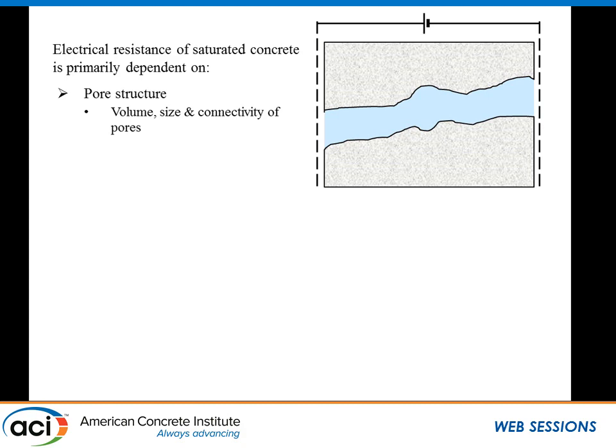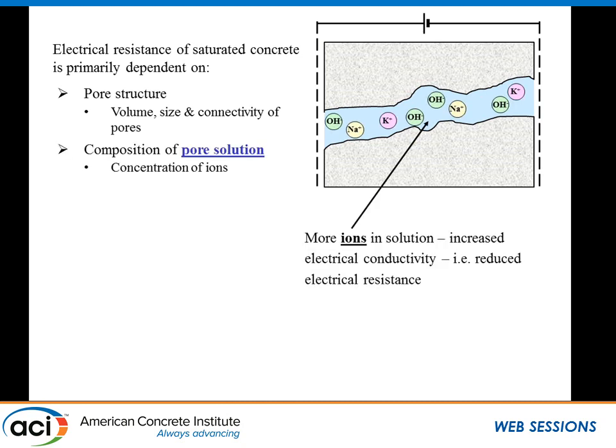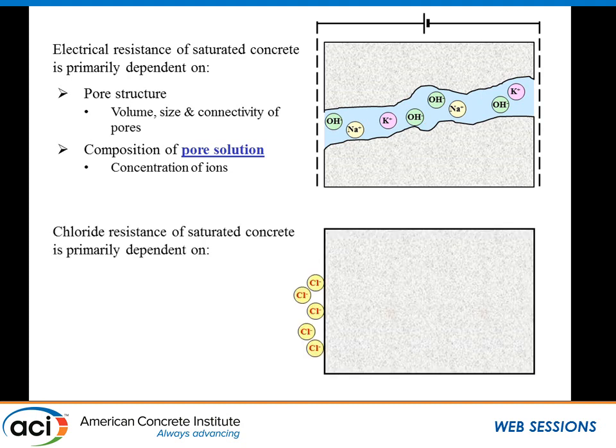Well, it's fortuitous that the electrical resistance of saturated concrete, and I'm talking about saturated concrete, is dependent really on two things. One is the pore structure: the volume of the pores, and the size and connectivity of those pores as well. But it's also dependent on the composition of the pore solution. The solid phase of concrete is such a poor conductor that the pore solution just dominates its conductance in saturated concrete. So there are two things that control the conductivity or resistivity: the pore structure and the pore solution.